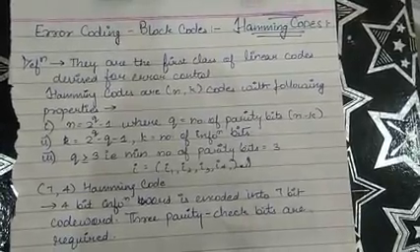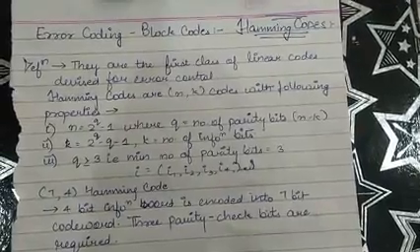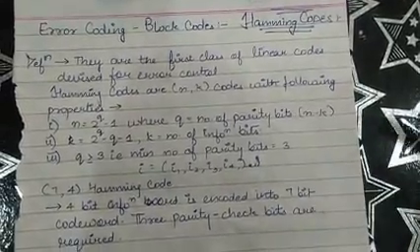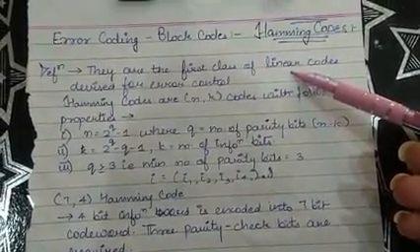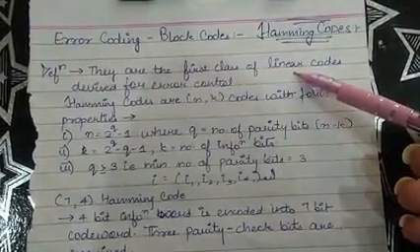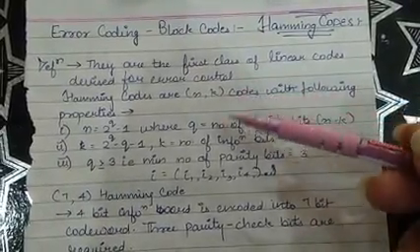Now, before pursuing our next topic, linear block codes, we need to know about the Hamming codes. So what are the Hamming codes? They are the first class of linear codes devised for error control, or we can say that these are the codes which help us to control the error in the bits.